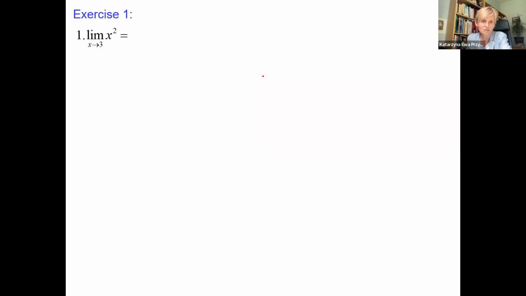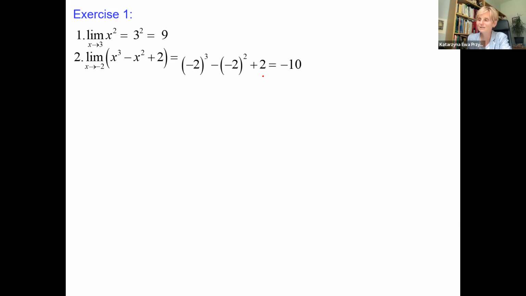x squared is a continuous function, that's a polynomial. We can just use the direct substitution property. Substituting, getting the value. Another polynomial function, how does this function behave at -2? This function is defined at -2. We can just substitute -2. Doing the arithmetic, we got -10.